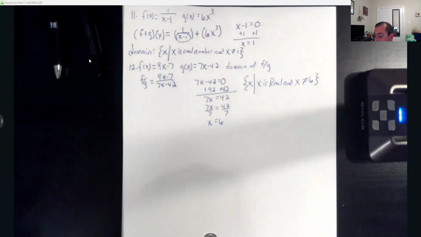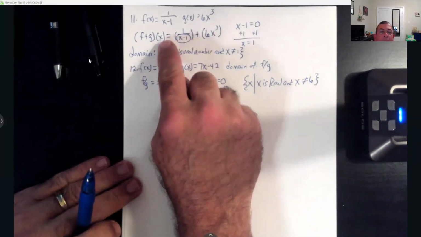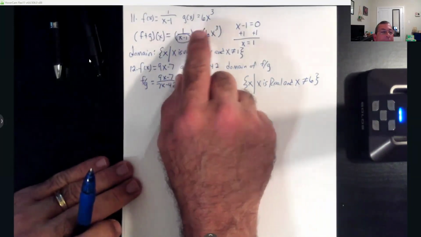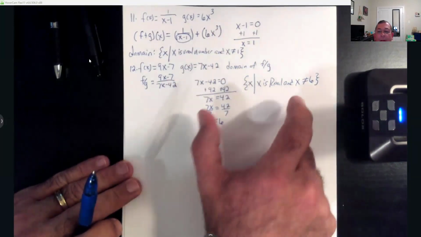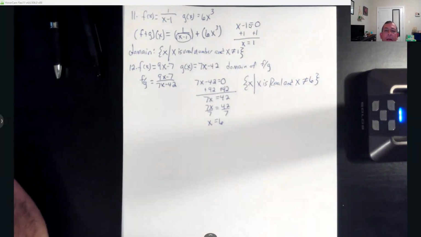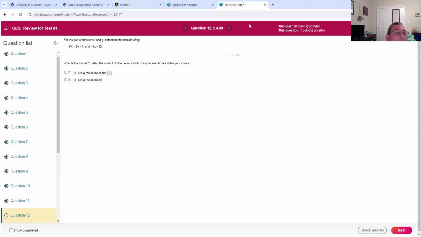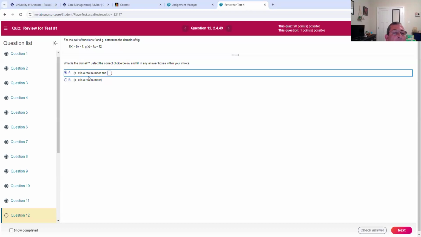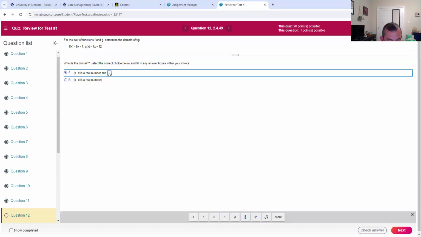So that's the one where they do the division. The number 11, they're just worried about adding, subtracting, multiplying. But number 12, they do hit you with the fraction. So set that bottom equal to 0, okay? And then find that number. So over here, we would put x is a real number, and x cannot equal, what do we get, a 6, okay?